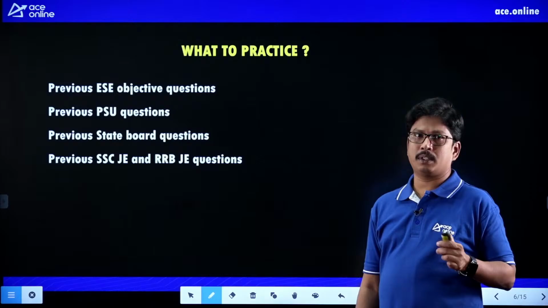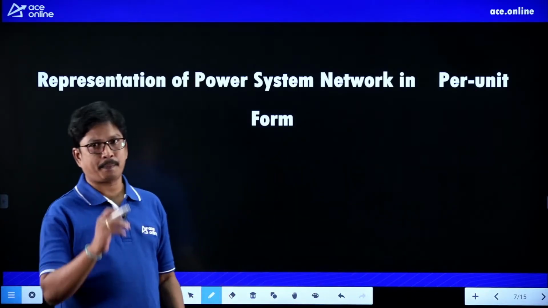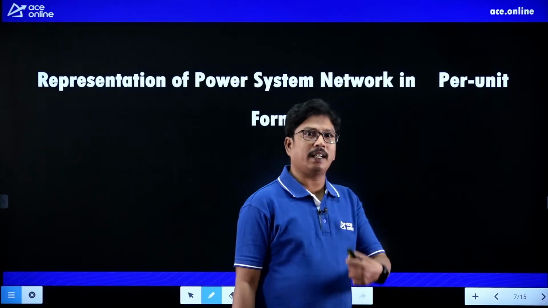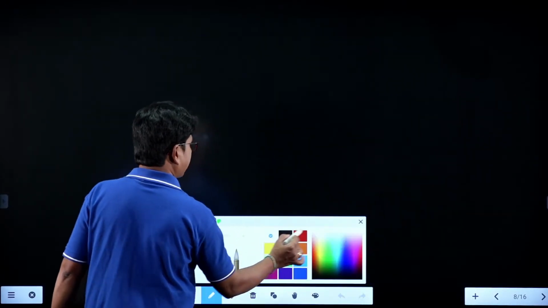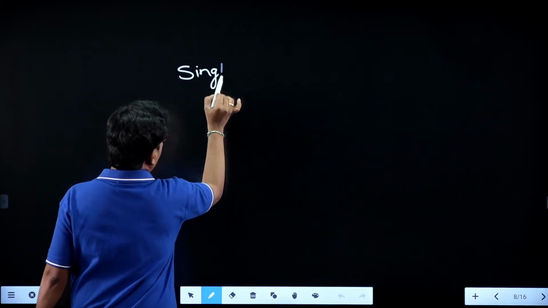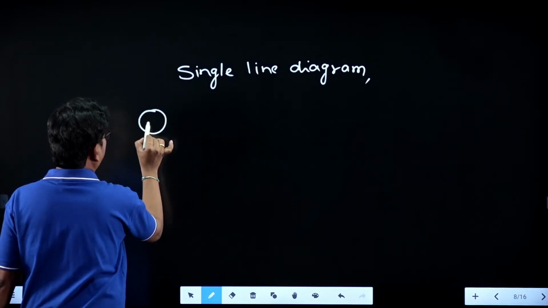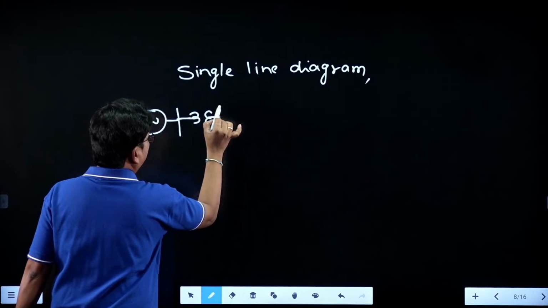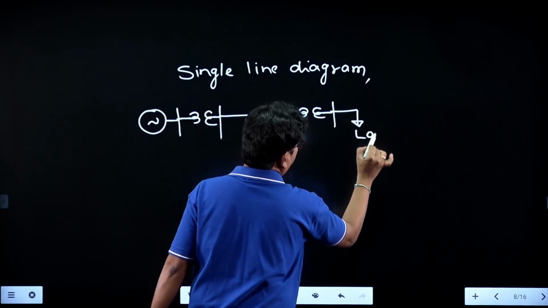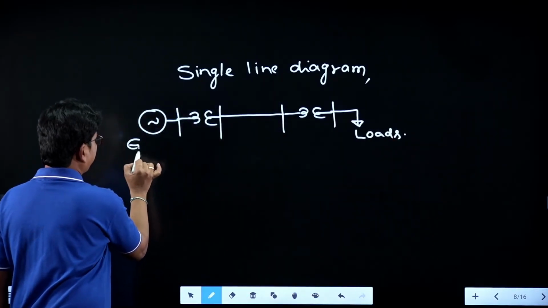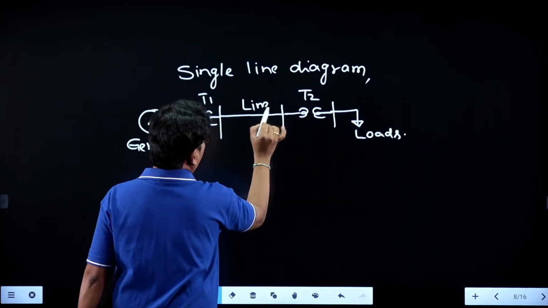Now we'll see some important concepts today in the class. See here, representation of power system network in the per unit form. See here students, the power system consists of several elements: generators, transformers, transmission lines and the loads, right? If you see the single line diagram of the power system, it consists of a generator, a transformer, the transmission line, one more transformer, and the motors are the loads. This is the generator, this is the transformer T1, this is the transformer T2 and this is the transmission line.